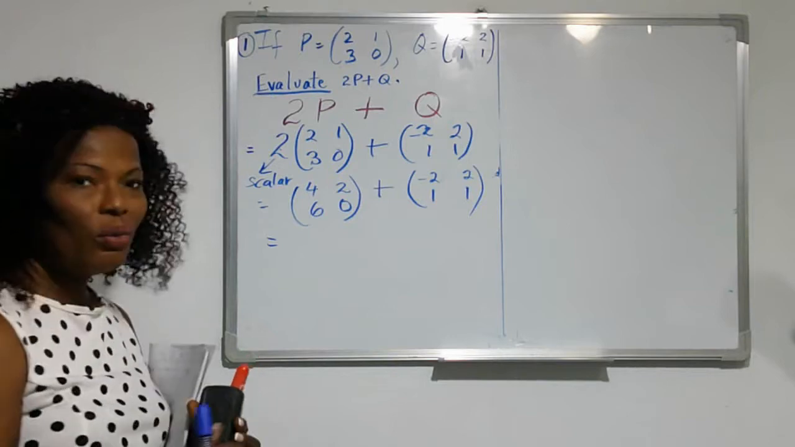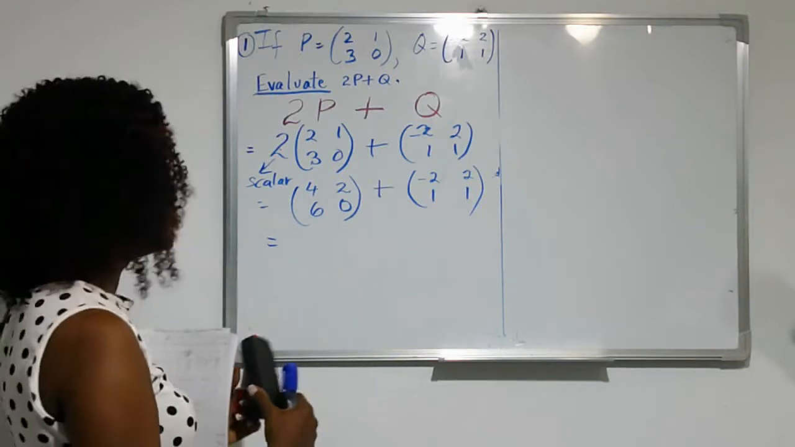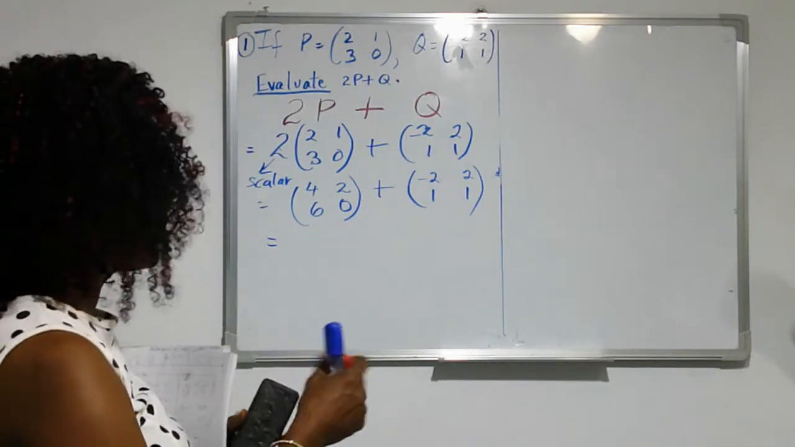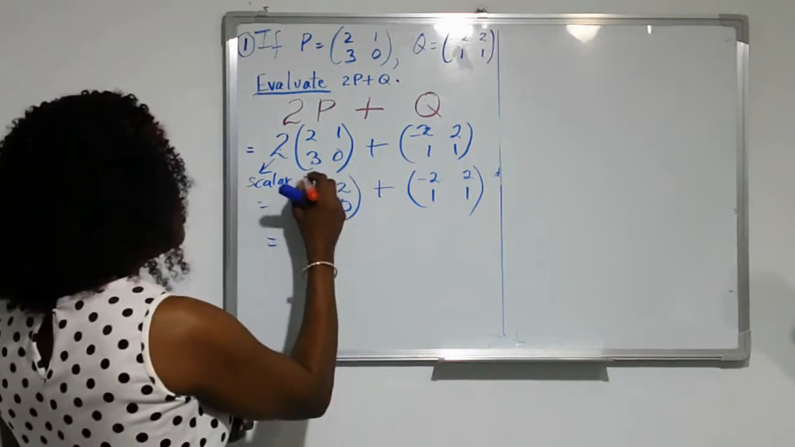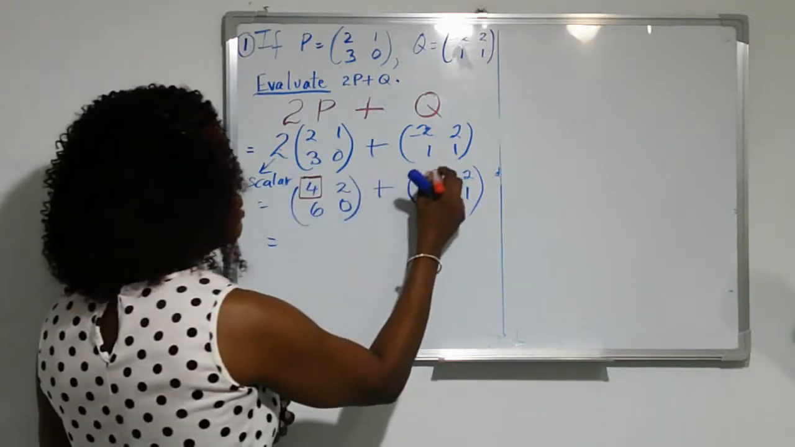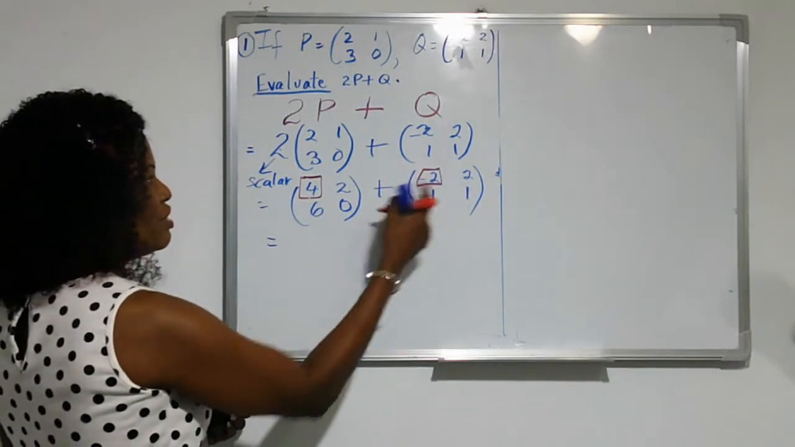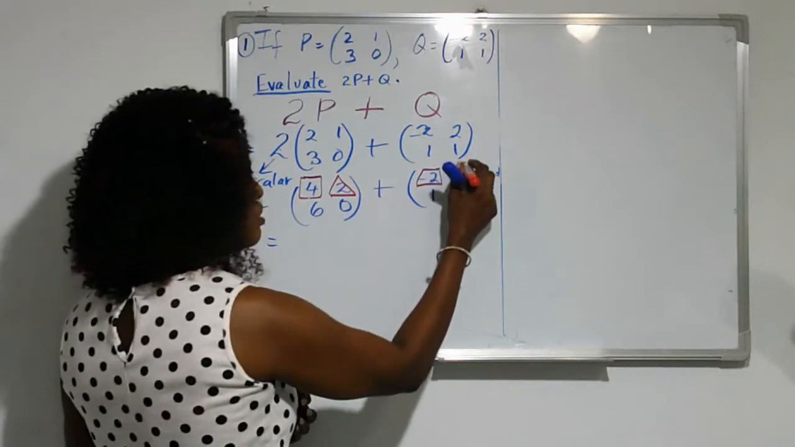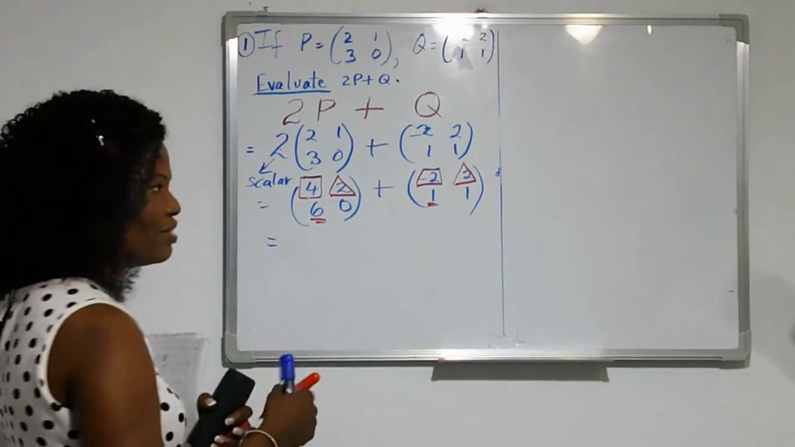Alright, now it's reduced to adding 2 matrices. And the concept is that when you're adding 2 matrices, you must add the elements that are in the same position. So just recall that 4 is in the same position as -2, and this 2 is in the same position as that 2.